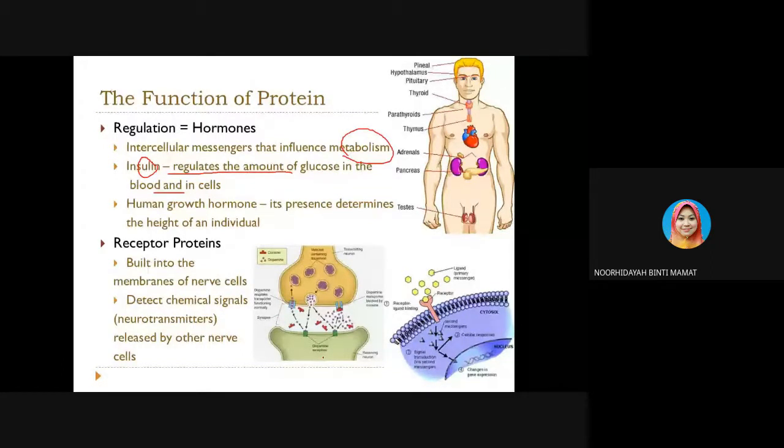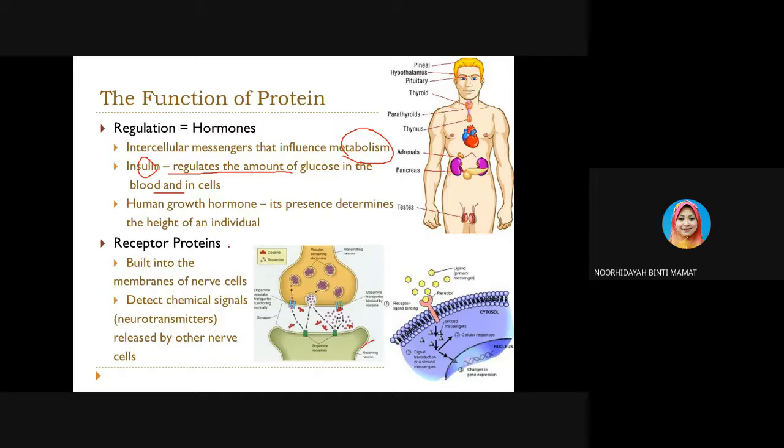So for example, in here, dopamine is a hormone. Okay, so this is the vesicles containing the dopamine. So it will release the dopamine hormone through the synapse. In here, the protein serves as a receptor protein, so they will attach to the receptor. So this is what we call the receptor protein. It will transport the dopamine hormone from the presynaptic to the postsynaptic cell.